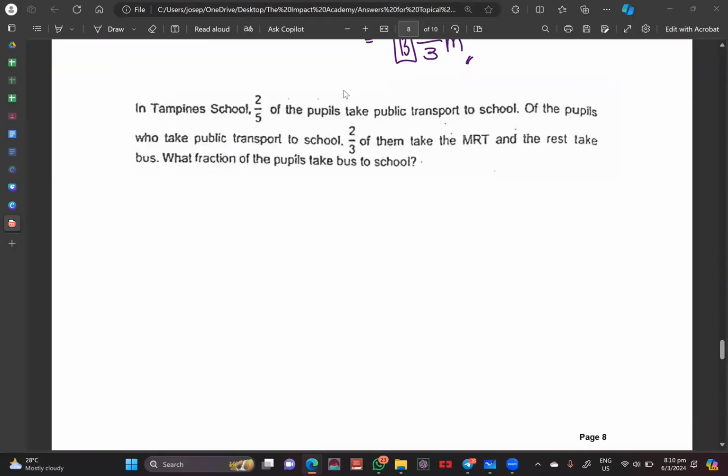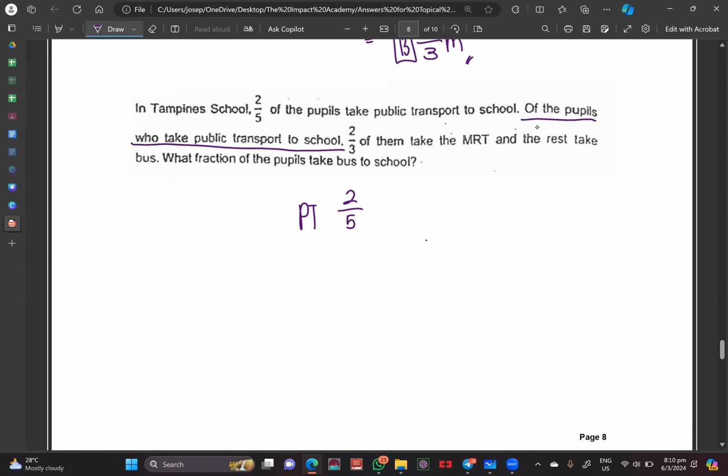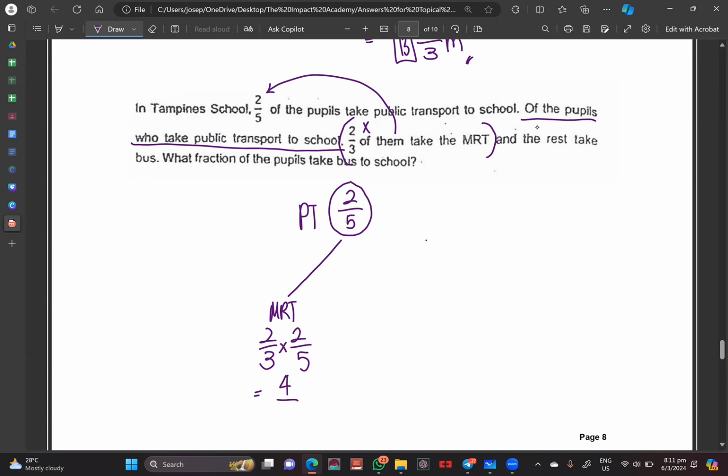Now, as you can see over here, it says that in Tampines School, 2/5 of the pupils take public transport to school. So I'm just going to put PT is 2 over 5. Of the pupils who take public transport to school, so this is my total. Correct now? 2/3 of them take the MRT. 2/3 of means 2/3 times. So 2/3 of them took the MRT. Agree so far? Of them again is my total. You always times back to your total. True? Right? So you get to 4 over 15.